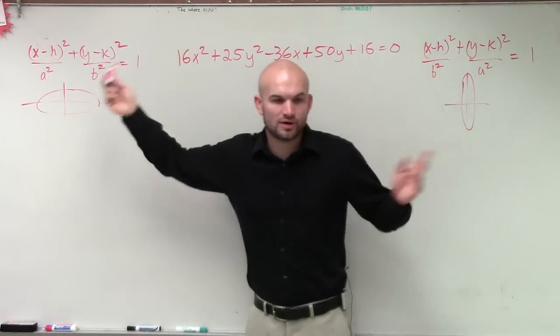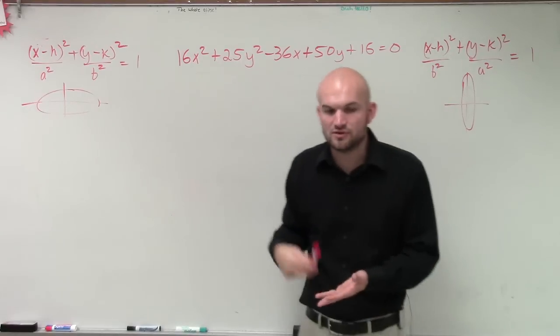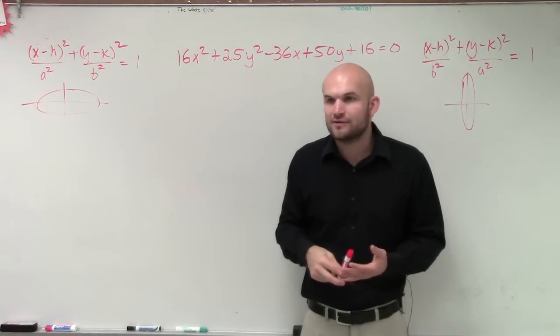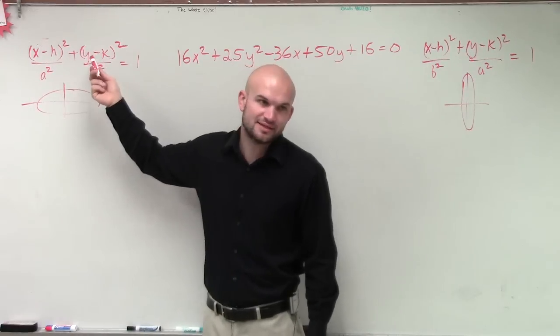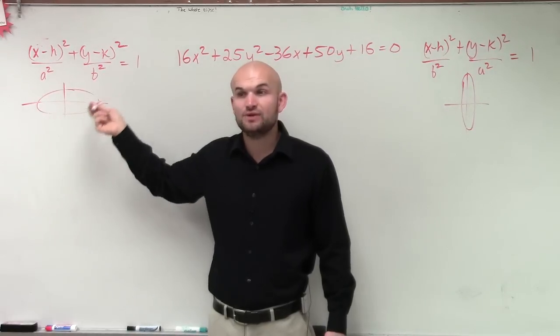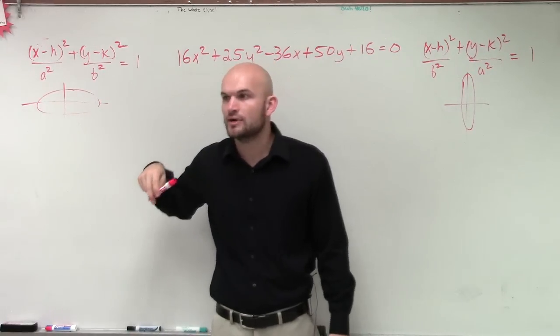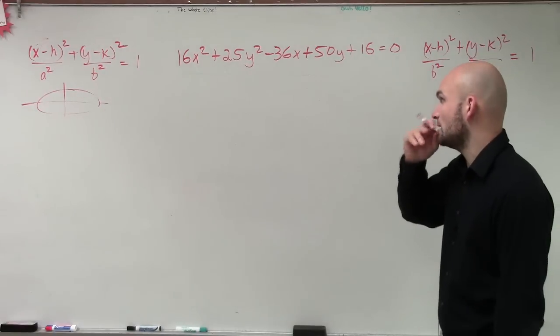Because once it looks like one of those, our question is asking us to find the center, the vertices, the foci, and to sketch the graph. This is pretty easy. Once we know what h and k are, we've got the center. Once we know a, we know what the vertices are. Once we know a and b, we can find c to find the foci, right? Okay, so we've got to rewrite this.